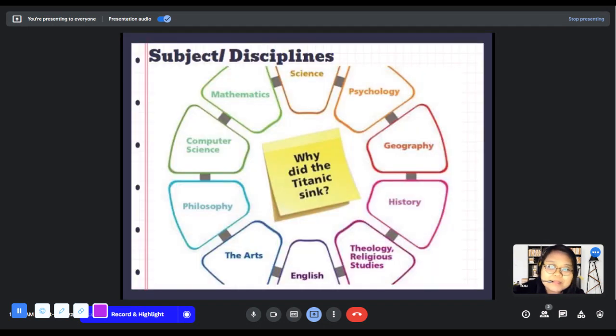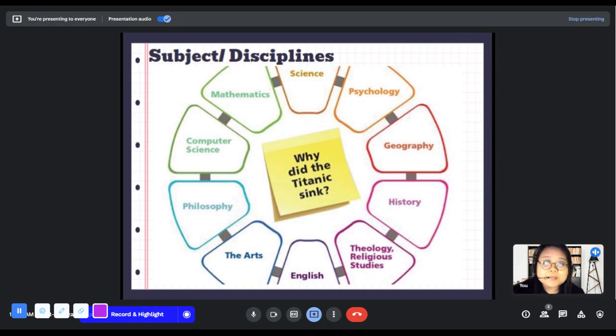Let's differentiate first what is subject and what is discipline. We don't call it subject discipline. They are separate concepts and separate ideas. We have a question: why did the Titanic sink? This one question can be answered in so many ways. That's why we have this idea that we call a discipline and subject, of course.